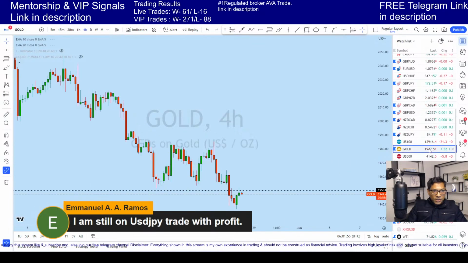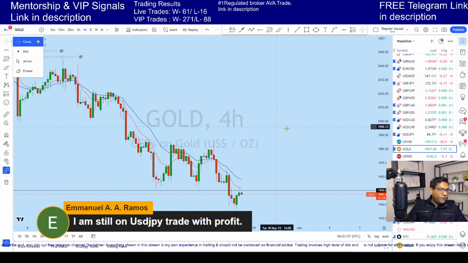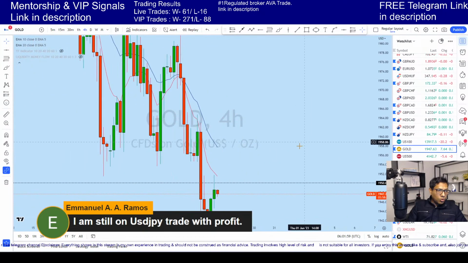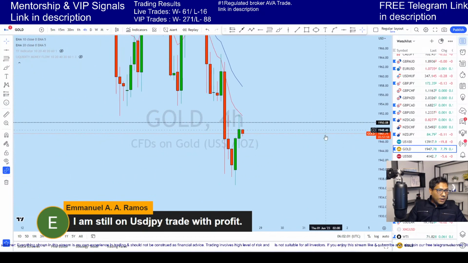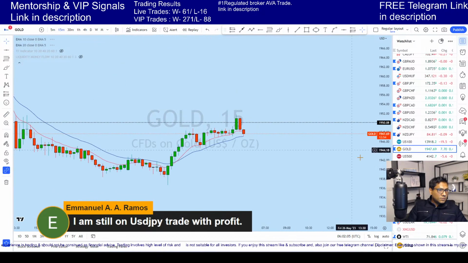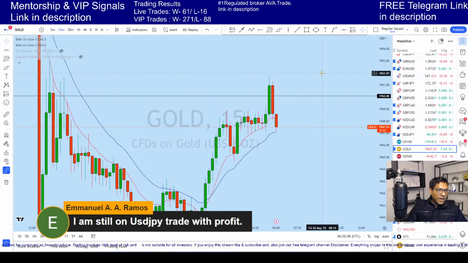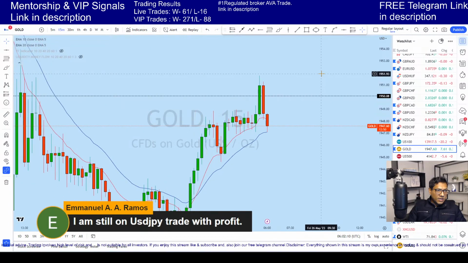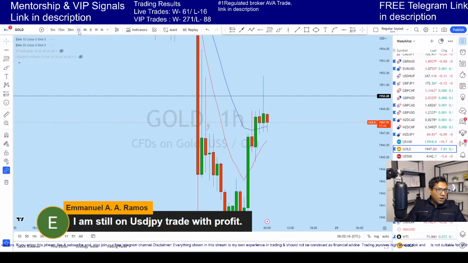So let's look at gold again. There's a 4-hour candle closed on gold, and with that 4-hour candle close, let me see how it is doing here.